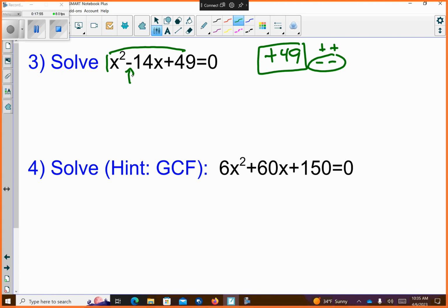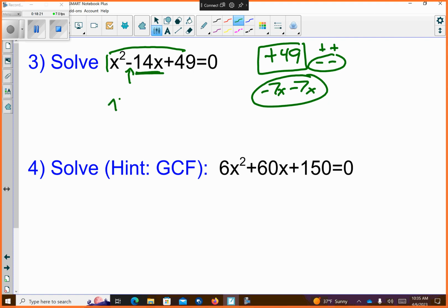All right. So I want to know the factors of 49. If they're both negative, that when I add them together or combine them together, I get negative 14. 7 and 7. They're both negative. Okay? So that works right here.